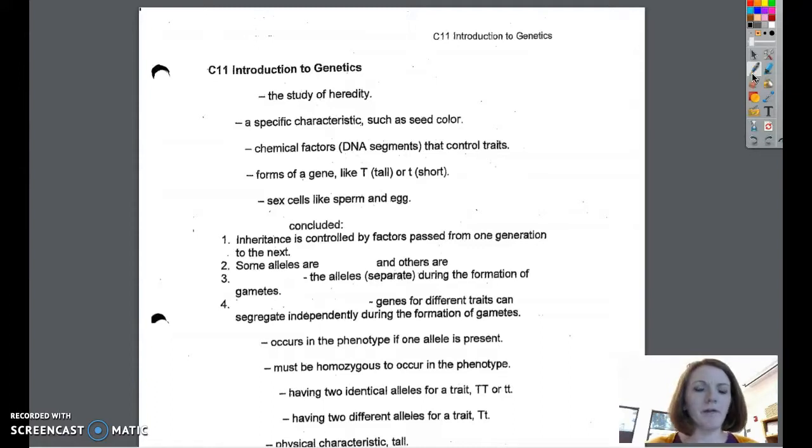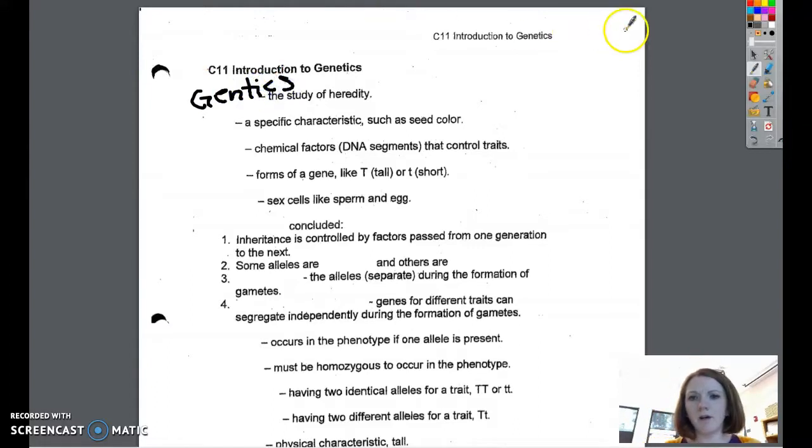The study of heredity is genetics, and it's nothing more than that, but this is going to be interesting. You've got to bear with me. I'm going to change my pen size.